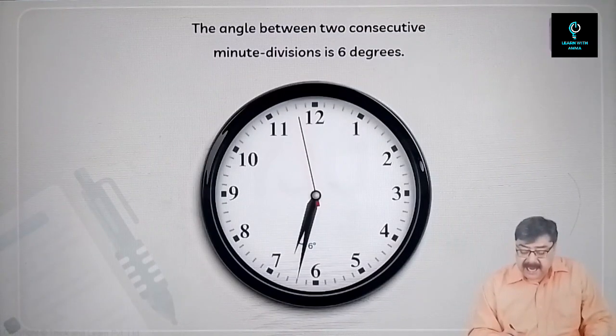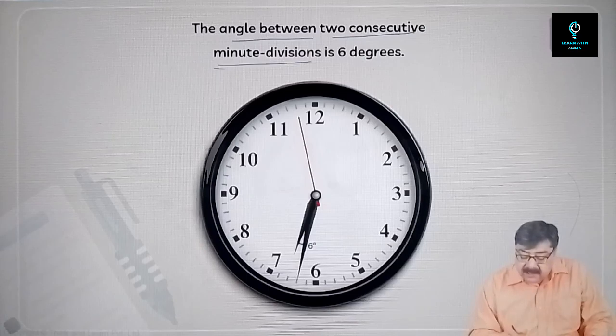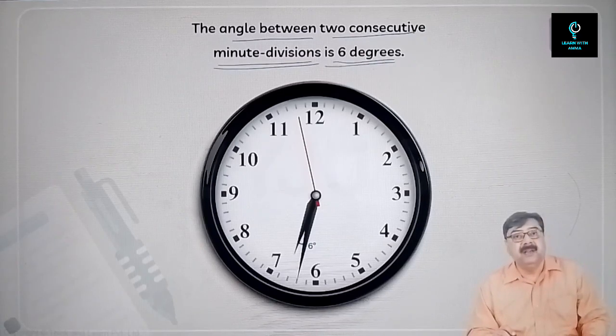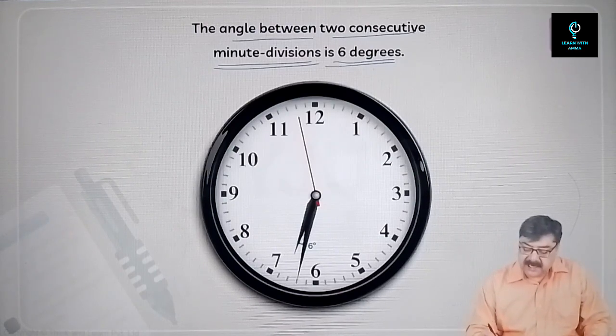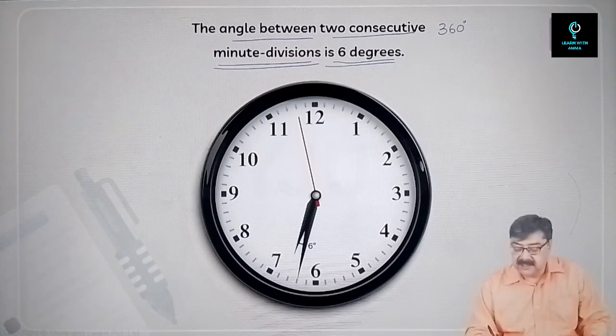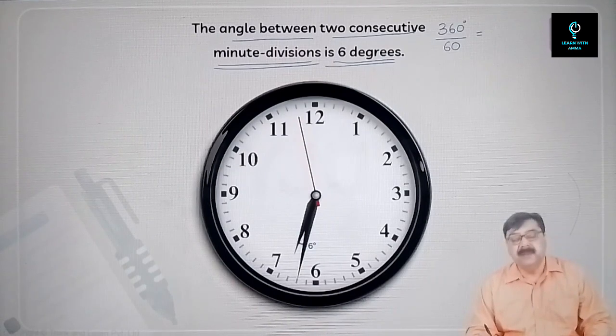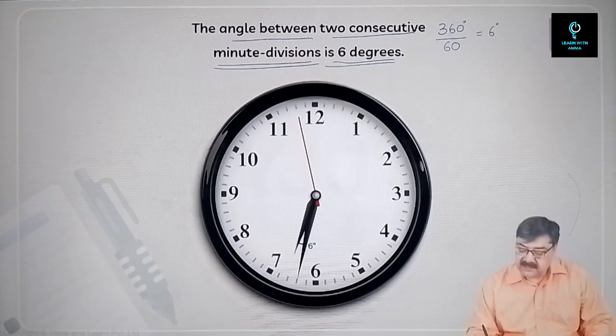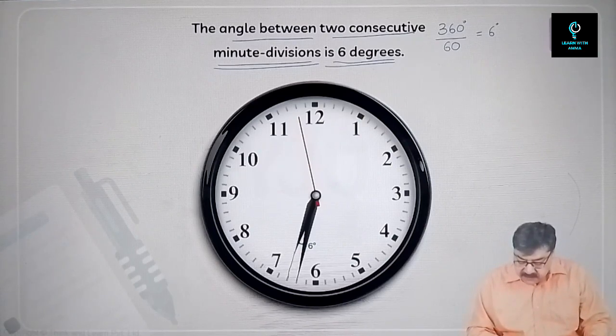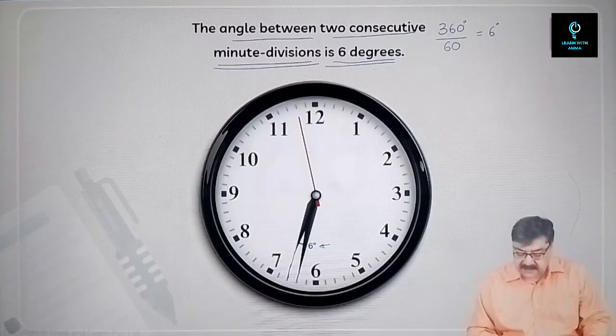Similarly, the angle between two consecutive minute divisions is 6 degrees. This will be of a lot of use to us while solving questions. Once again, we know that the angle at the center of the circle is 360 degrees and the dial of the clock is divided into 60 minute divisions. So 360 divided by 60 gives us 6 degrees. As you can see here, from this much to this much, it is 6 degrees of angle between the two hands.